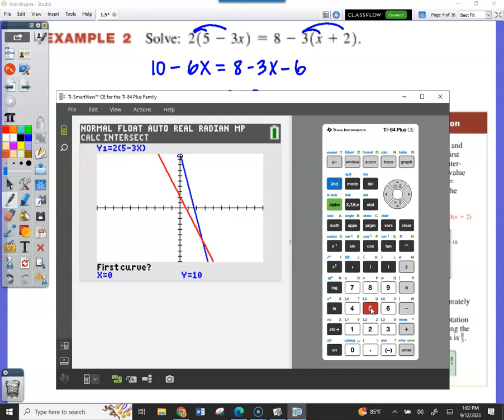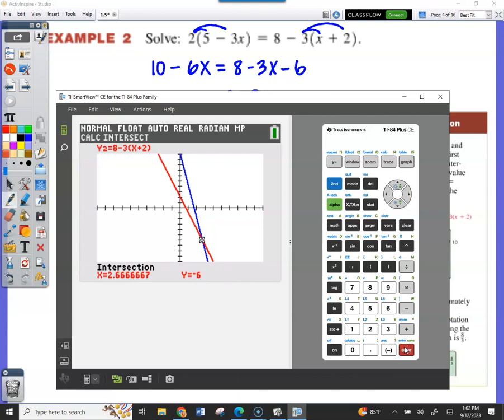Use the word curve as in graph. Where's your first graph? The cursor is going to naturally start on one of them. You just hit enter. Then it's going to jump to the other graph and say, where's your second curve? Hit enter. Then it's going to say, where do you guess the intersection to be? And you just arrow until the cursor gets near that intersection. Doesn't have to be perfect. And then you say enter.